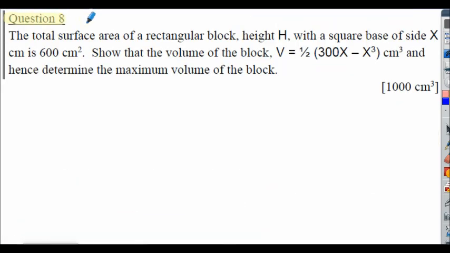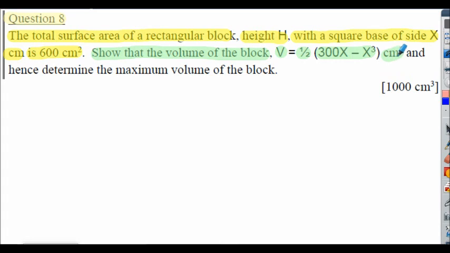Here's question 8, extracted from our workbook. The total surface area of a rectangular block having height h with a square base of side x centimeters is 600 centimeters squared. We've got to show that the volume of the block is equal to a half multiplied by, in the bracket, 300x minus x cubed. That volume is in centimeters cubed. We've also got to determine the maximum volume of the block. Answer is shown here in the bracket.